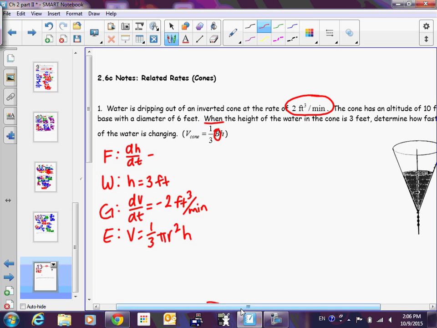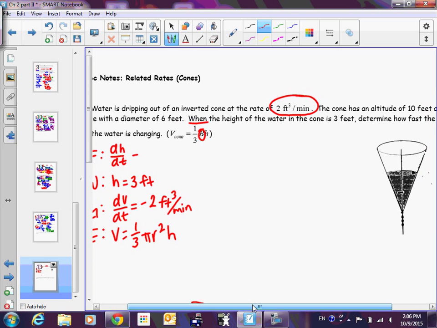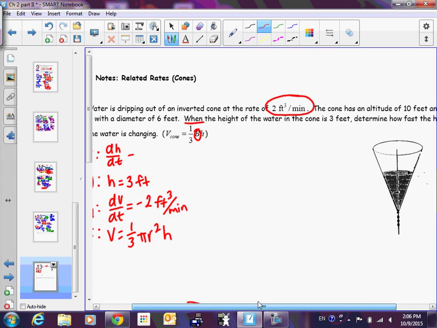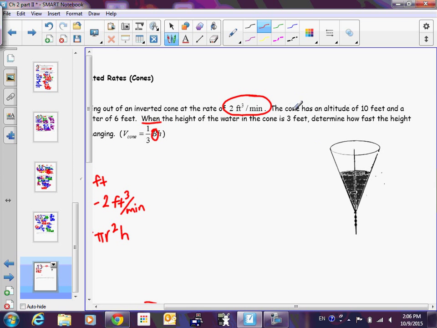Okay, now was there any other information they gave us that I have not written down? The altitude and the base. They say the cone has an altitude of 10 feet and the base a diameter of 6 feet. See how this says the cone? It's not talking about the water. It's talking about the actual container. So let's draw this on our picture and see what this has to do with anything. So that's 6 feet. Now my equation over here has r and not diameter. So what would the radius of this cone be? 3 feet. Okay, so we have r and we have h.